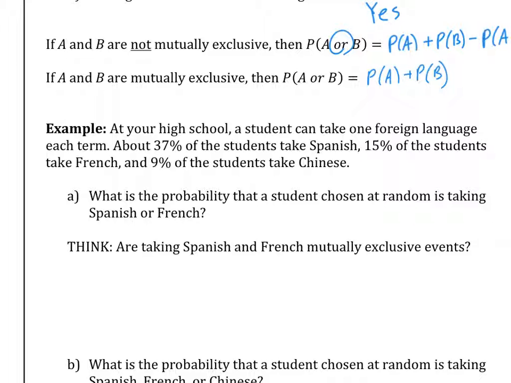All right, so at your high school, a student can take one foreign language each term. About 37% of the students take Spanish, 15% of the students take French, and 9% of the students take Chinese. A, what is the probability that a student chosen at random is taking Spanish or French? So probability of Spanish or French. All right, so I want you to talk to your partner. Is taking Spanish and French mutually exclusive events? Can they happen at the same time or can they not happen at the same time? Okay, talk to your partner.